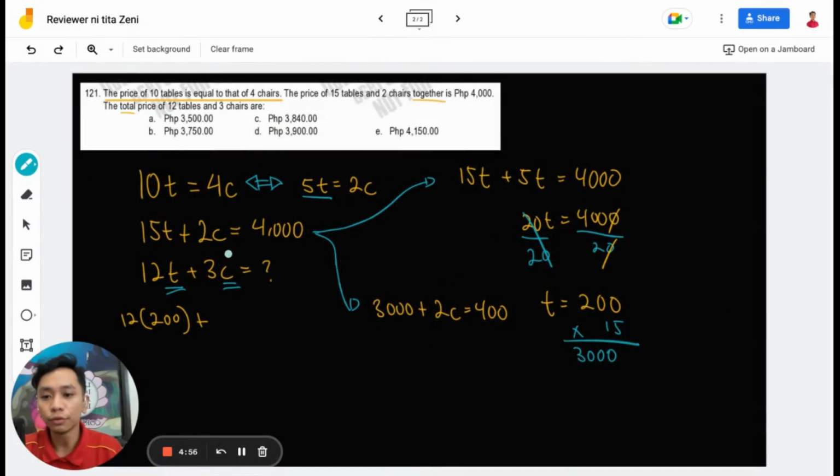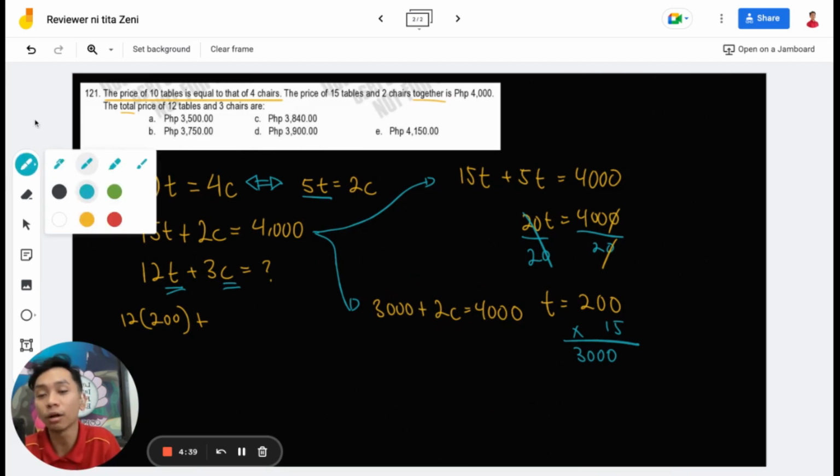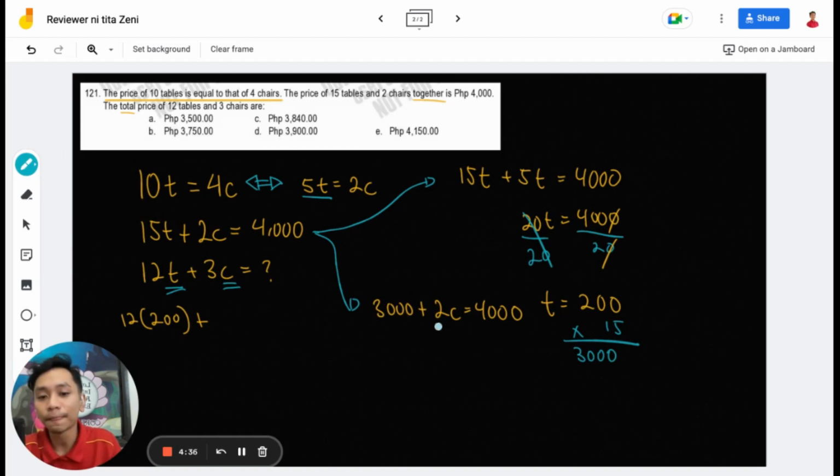Now, alam natin yung presyo nung 15 tables. That's equivalent to 3,000 pesos. Added by 2 chairs should be 4,000. Ngayon, mabilis mong malalaman that 2 chairs is equivalent to 1,000. You don't even need to show it using algebra, although there's a way. Pero para mabilis, alam natin 3,000 yung 15 tables, 4,000 kasama yung dalawang chairs. So alam mo na mabilis mo masasabi that yung 2 chairs is equivalent to 1,000 pesos, which means ang isang upuan lang is 500.